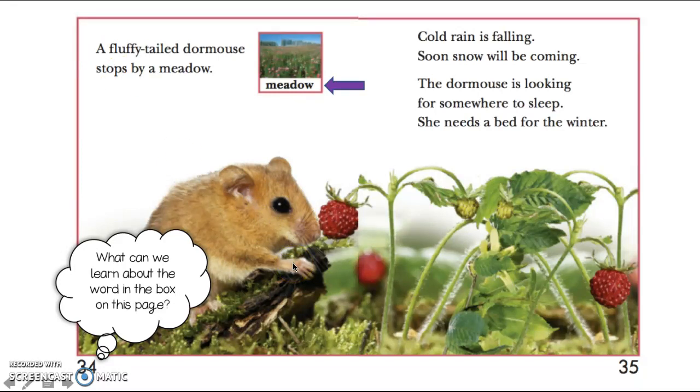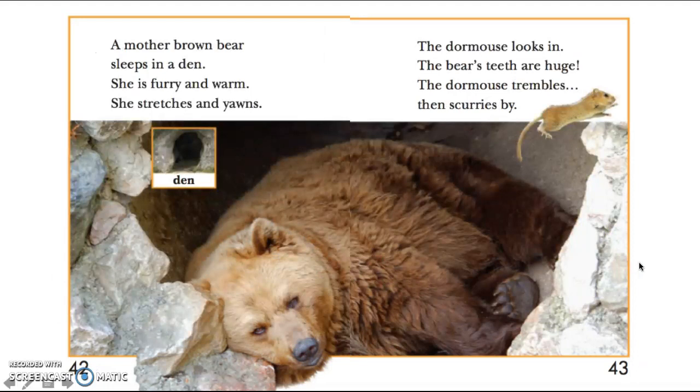That's the setting. Cold rain is falling. Soon snow will be coming. The dormouse is looking for somewhere to sleep. He needs a bed for winter. So this tells me that he's in a meadow because I see the little picture and the big picture. And he's on his way going to find a home. Perfect.